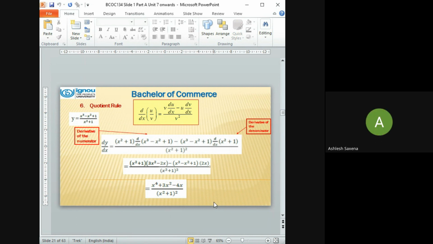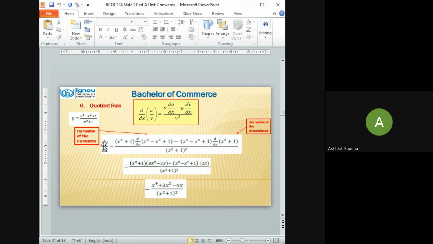Keep an eye on the yellow box. This is the basic structure of how to derive the derivative of a quotient u by v. Now, here the problem is y is equal to x cube minus x square plus 1 upon x square plus 1. The numerator is u and the denominator is v.